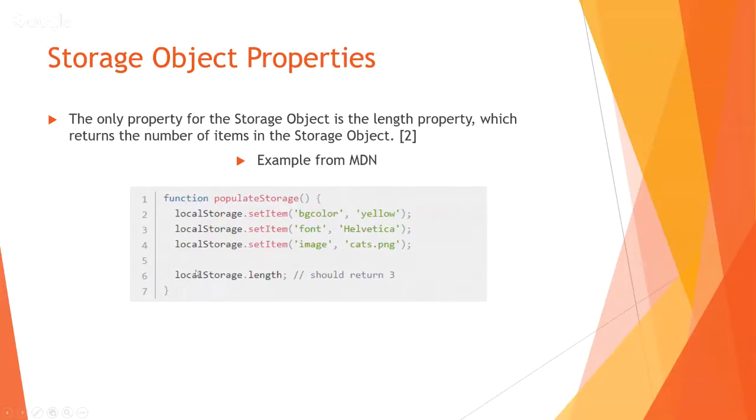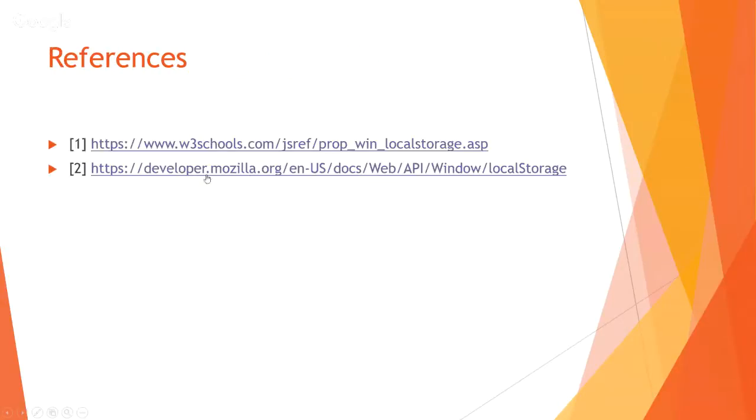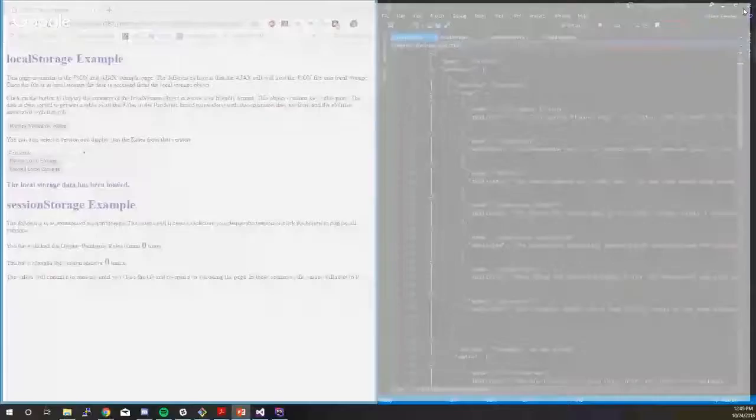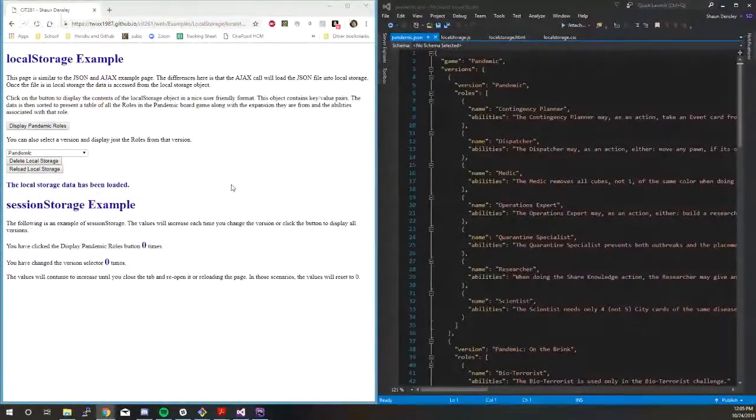This example comes from the Mozilla Developer Network, and they populated 3 items into the local storage, and then they used localStorage.length to give the number of items in the storage, and it will return 3 as long as no other objects have already been created in that local storage. I used W3Schools and developer.mozilla.org as resources for my presentation here, and we're going to go ahead and look at my example here.